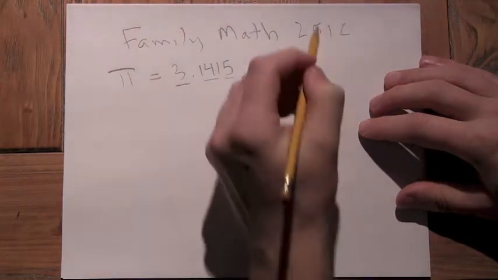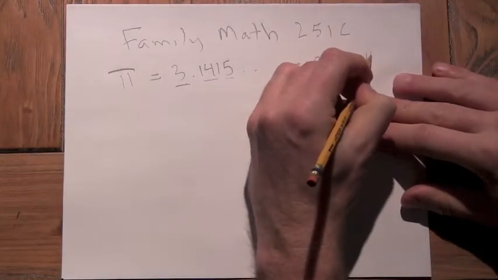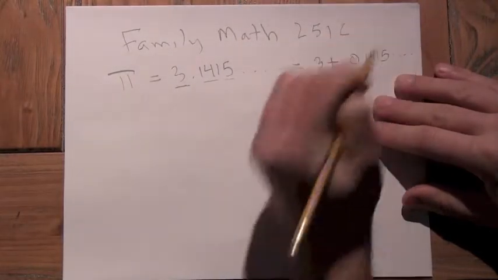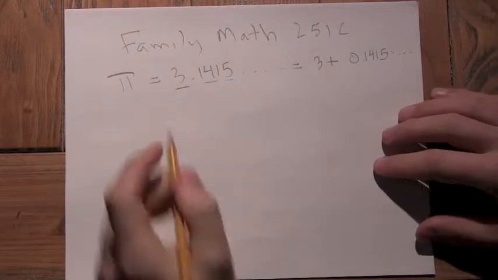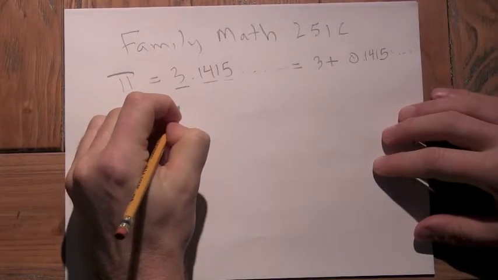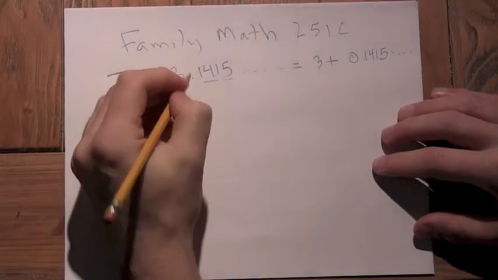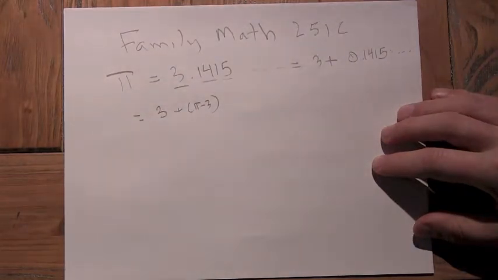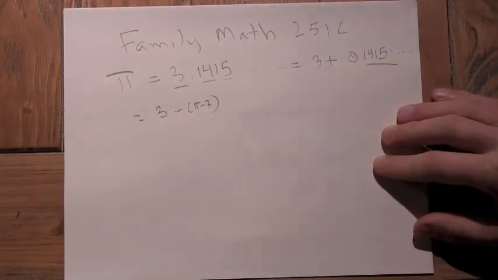You split it into 3 plus 0.1415, not repeating, just going on forever. So it'll be 3 plus pi minus 3. Now, unfortunately, for pi minus 3 we don't really know what that is. We can't really rationalize it. So in this case, I think I'll probably just leave it like this.